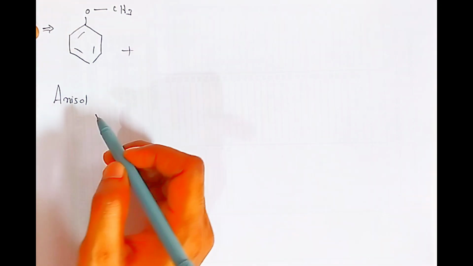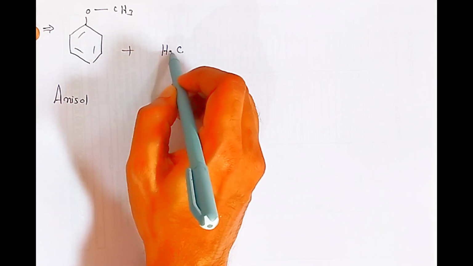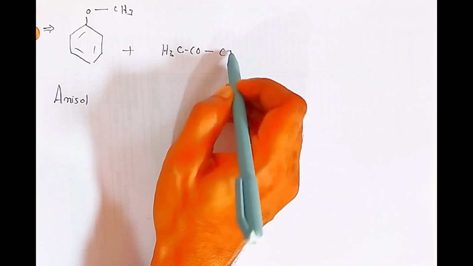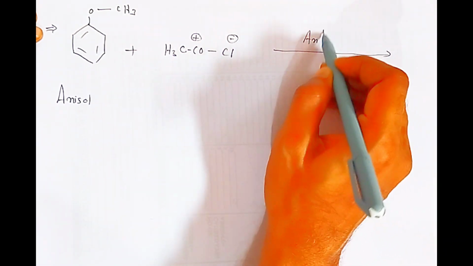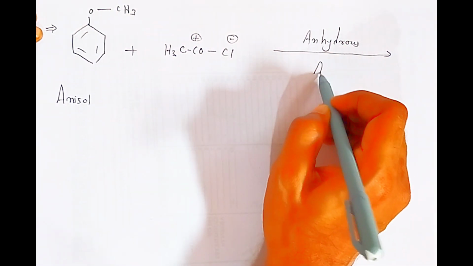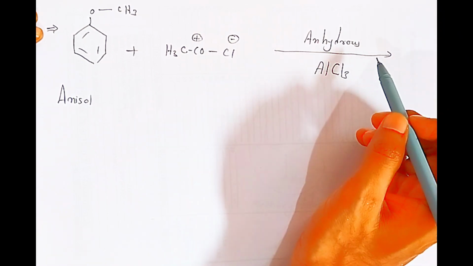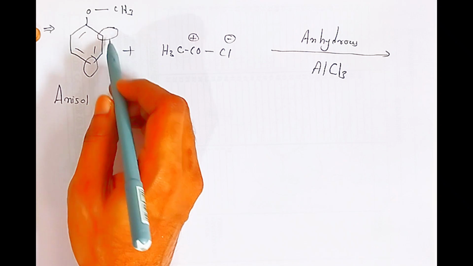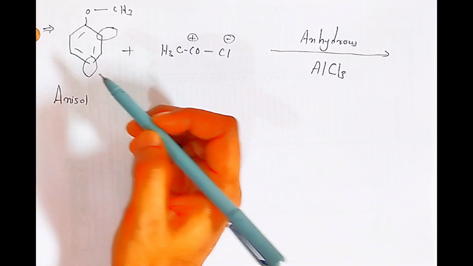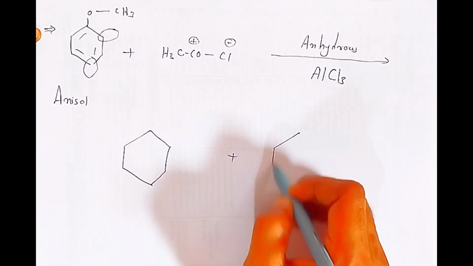Now this anisole reacts with acetyl chloride. Here the chlorine is negative and the carbon is positive. Now what happens, students, in the presence of anhydrous aluminum trichloride? There will be two positions of carbon that will be active, whether ortho or para. Okay students, now you are getting two types of product.